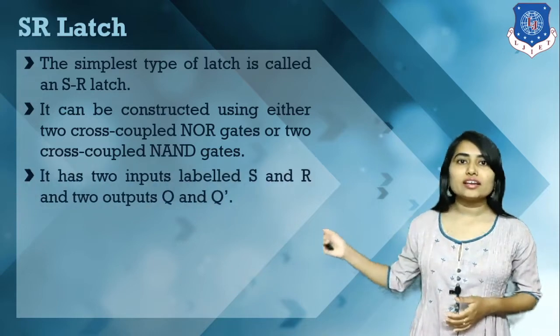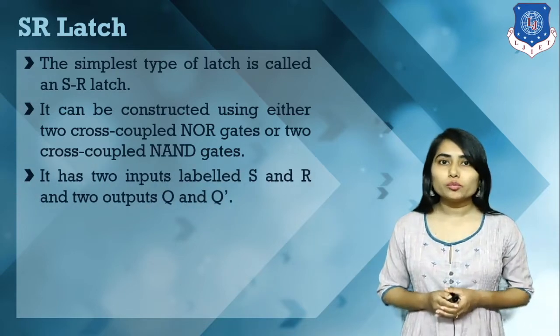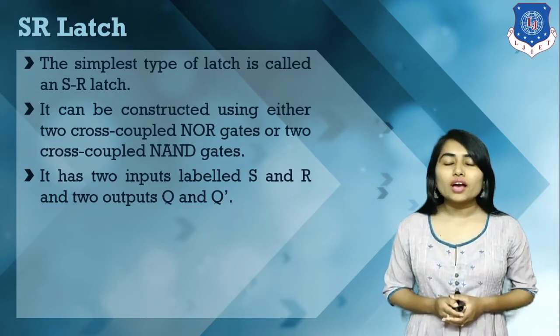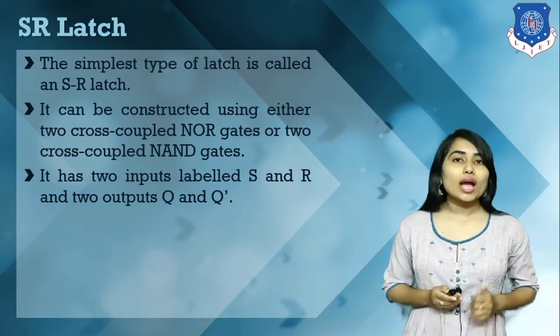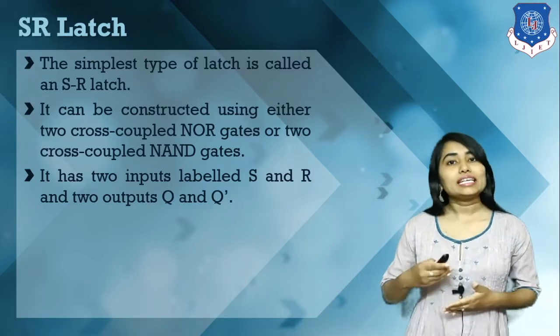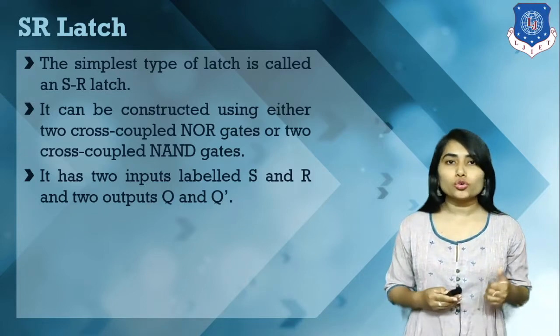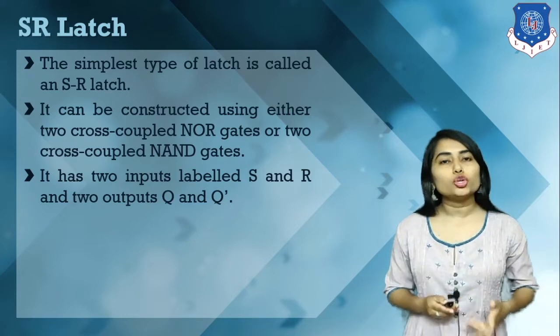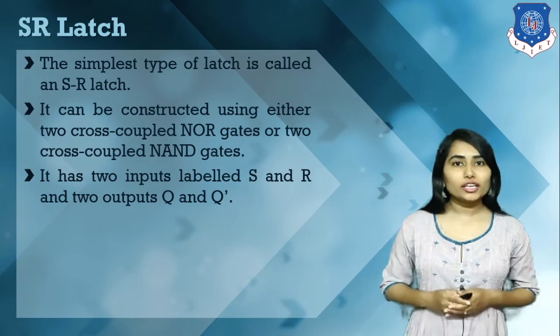In the SR latch, we have two inputs known as S and R, and we have two outputs, Q and Q dash. Here we have a normal output and its complemented output. So we have two inputs S and R, and two outputs Q and Q dash.